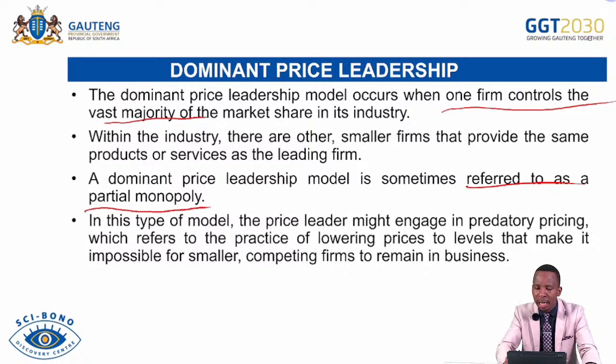In this type of model, the price leader might engage in predatory pricing, which refers to the practice of lowering price to levels that make it impossible for smaller firms to compete in the market. So this might happen purposefully, whereby the price leader simply decreases prices to make it difficult for each competitor to compete. Especially smaller firms can find it difficult to compete with the firm that is very strategic, because those firms are producing less output at a higher cost, while this firm is very efficient.